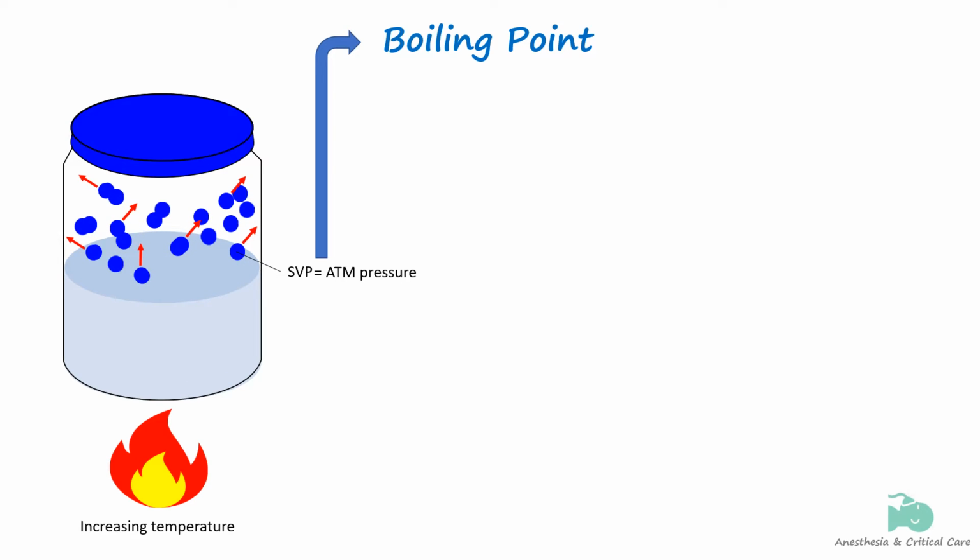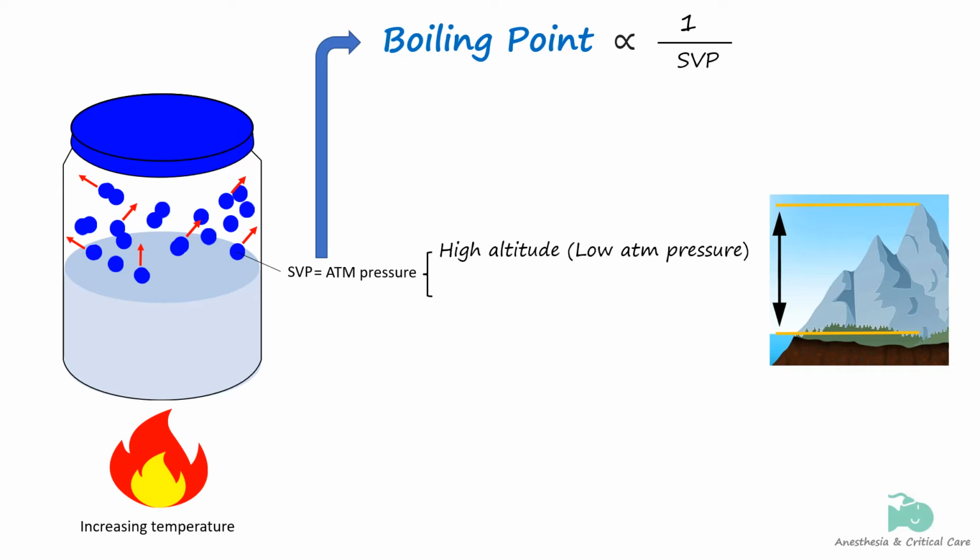So if the agent has a lower boiling point, it can easily vaporize at a given temperature and atmospheric pressure, meaning that agents with lower boiling point have higher SVP. Another relationship we notice here is that atmospheric pressure has to be equal to the SVP to make the liquid agent boil. So if the atmospheric pressure is low as in high altitude, vapor pressure easily reaches the lower outside pressure, allowing the agents to boil sooner.